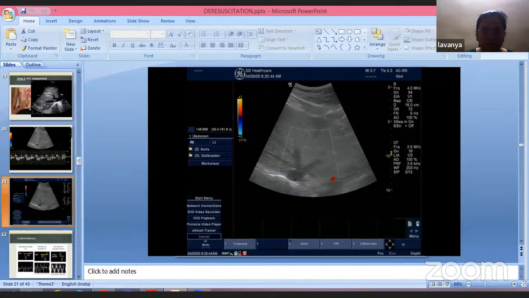So that's the pulse wave Doppler we are putting in the hepatic vein, the middle hepatic vein. And that will be seen as, so this is the normal pattern.